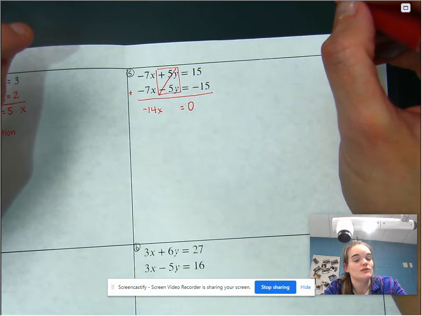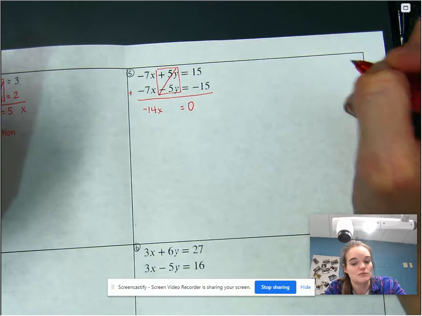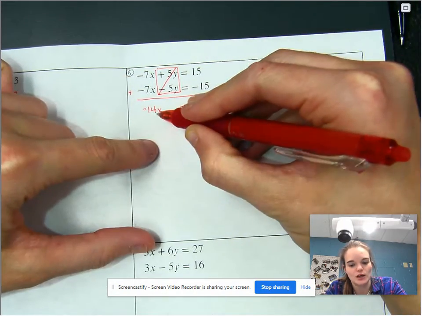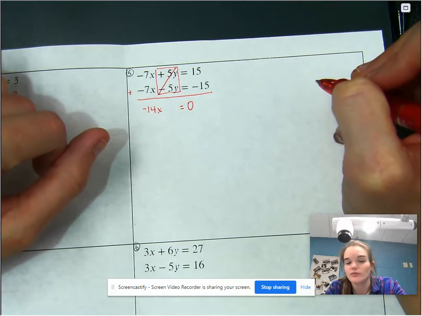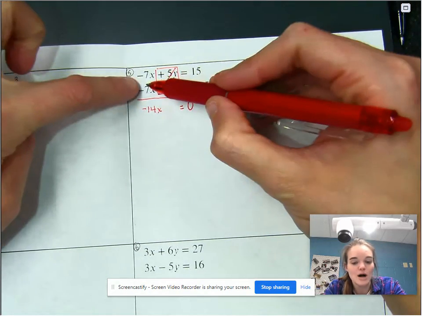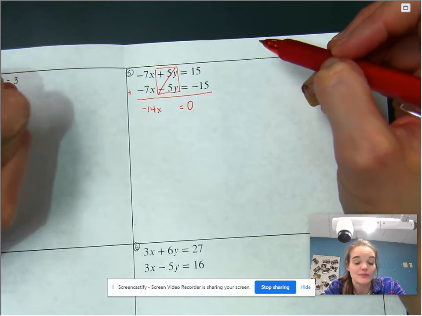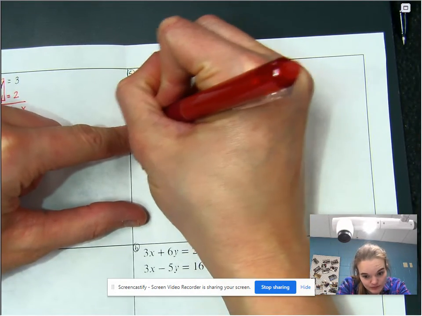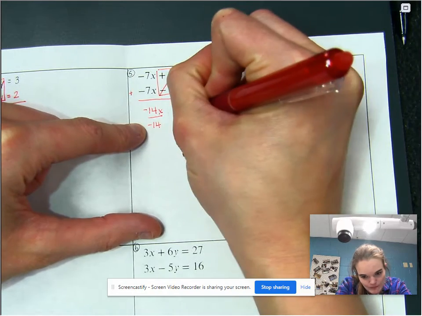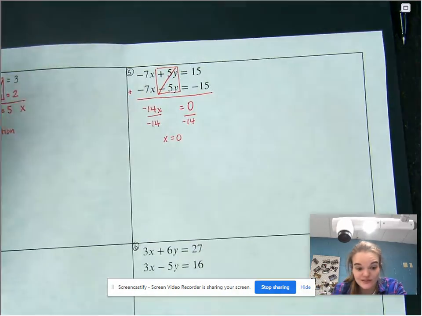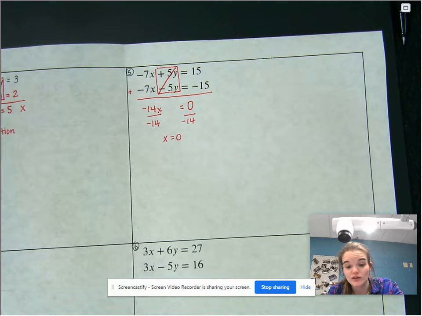Something people like to do in this situation is the second they see it's equal 0, they start writing no solution because 14 doesn't equal 0. That's not what this says. Both x and y did not eliminate. That means we have to keep going. It's fine that x is equal to 0. That's still a number. Don't think you need to stop because that happened.